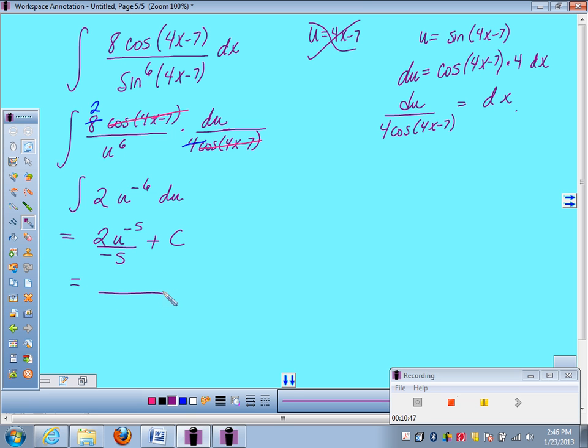Now I need to rearrange here. I need to put the u in, and where do we need to put the u? I need to go to the bottom. So I'm actually going to move the negative to the top. I've got negative 2 over 5, and then the u was sine, so I have to put the 5th power on the sine. Yes, sine to the 5th of 4x minus 7, plus c.